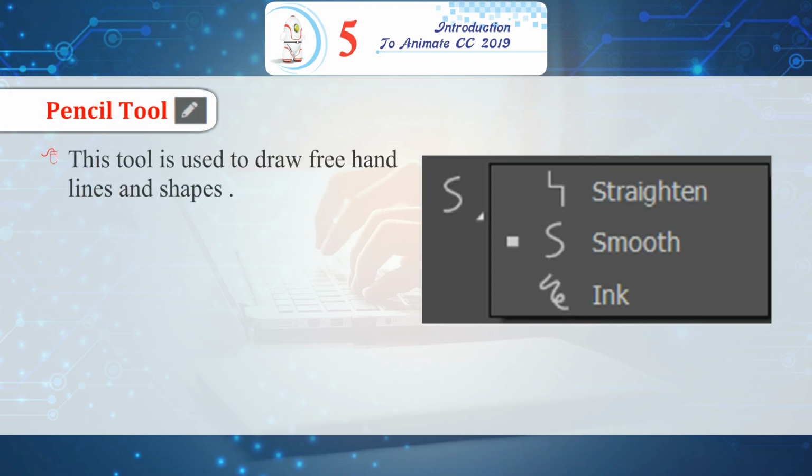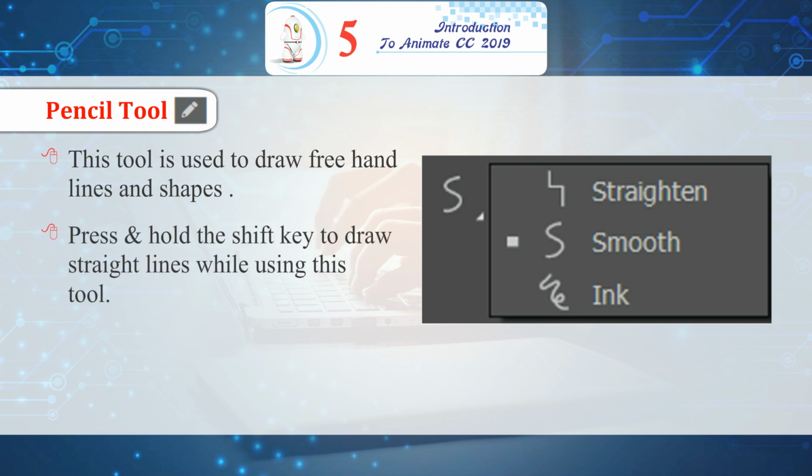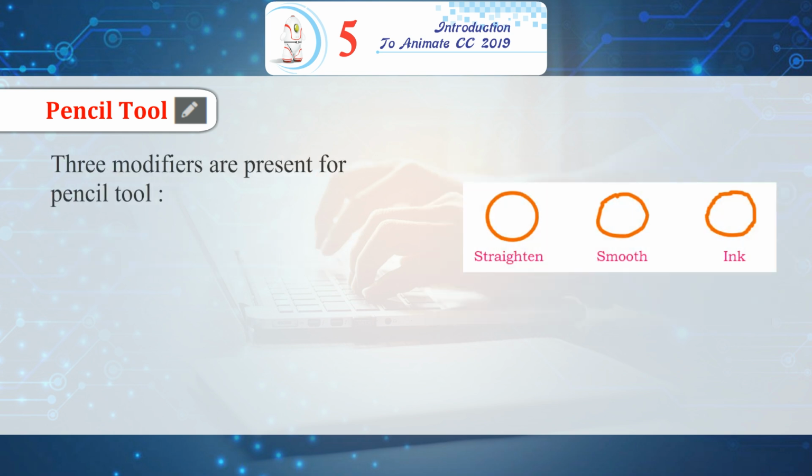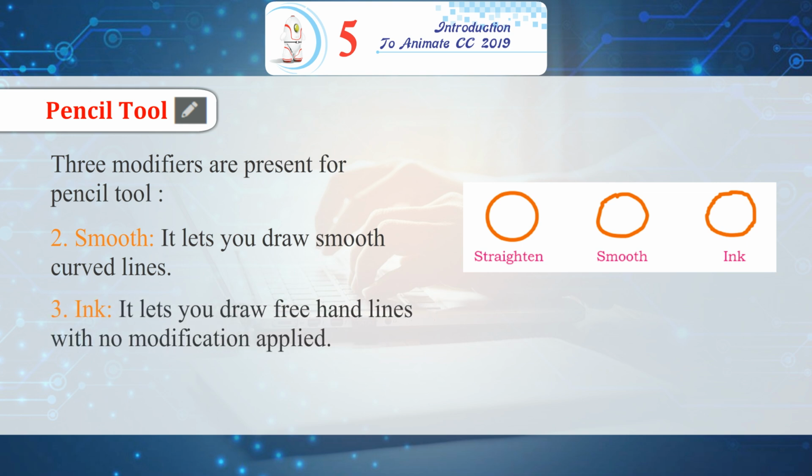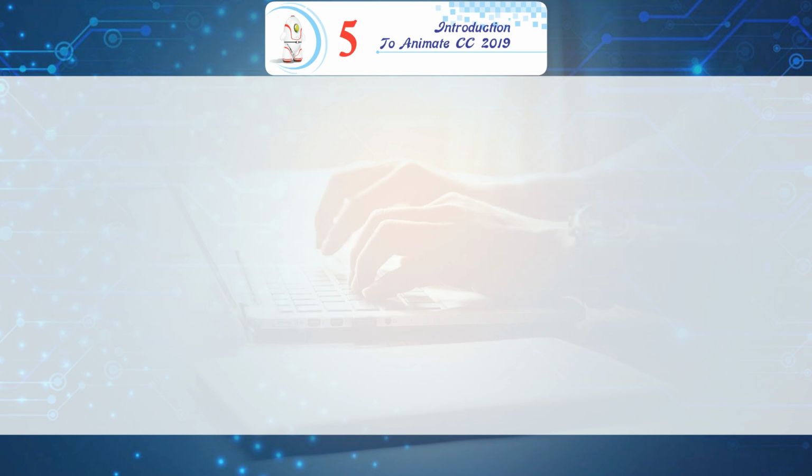Pencil tool. This tool is used to draw freehand lines and shapes. Press and hold the Shift key to draw straight lines while using this tool. 3 modifiers are present for the Pencil tool. 1. Straighten. It lets you draw straight lines. 2. Smooth. It lets you draw smooth curved lines. 3. Ink. It lets you draw freehand lines with no modification applied.